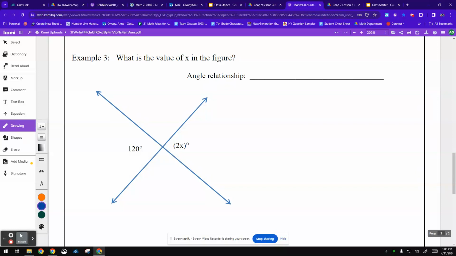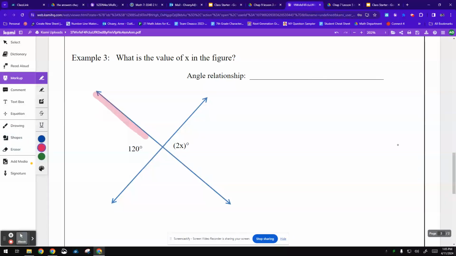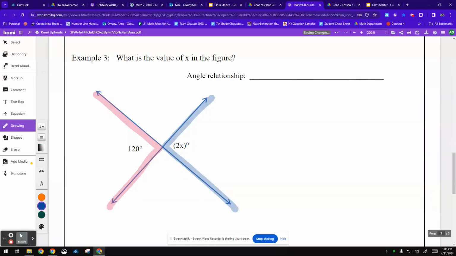We call them the ones that are labeled, this one and this one. So they do not create a straight line. They're mirroring each other. It kind of makes a V, if that helps. Kind of makes a V for vertical. So you have to identify their relationship.